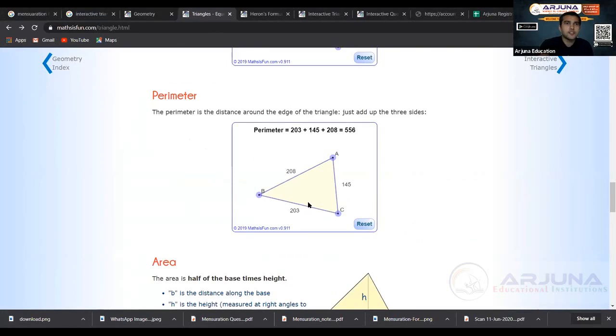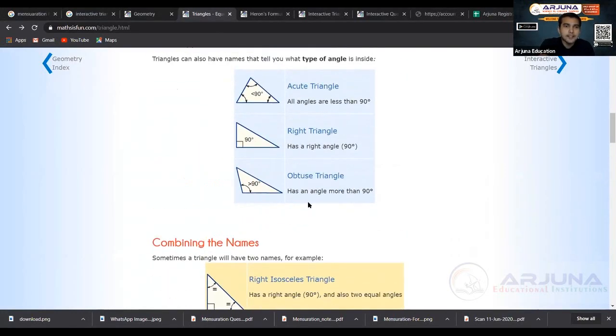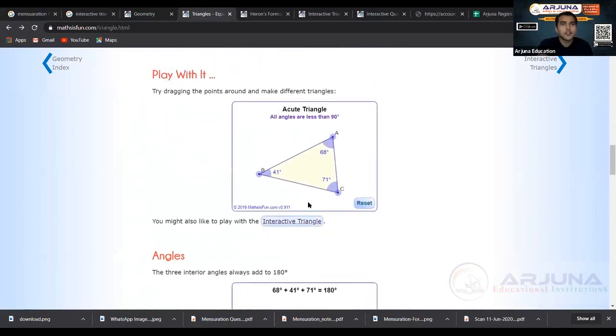Okay, I just came across this. It's a very good platform where you can clearly get to know about triangles. So you can play with triangles. Here you can see this. You can just drag the points and you'll get to know that it calculates the angles also.